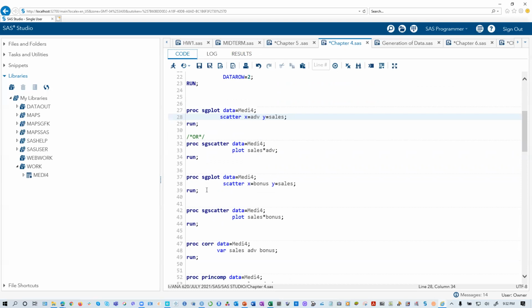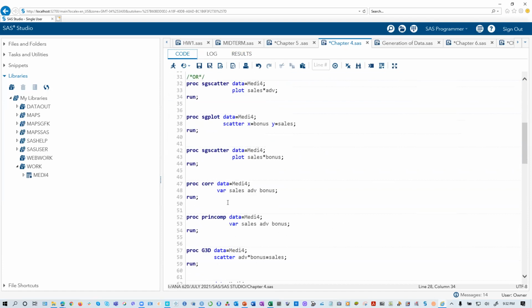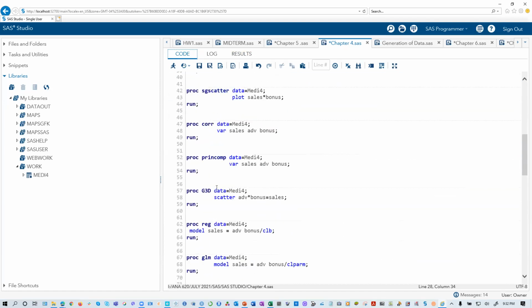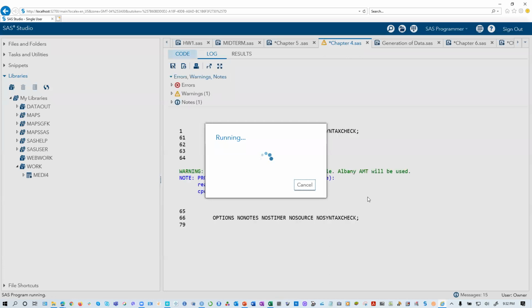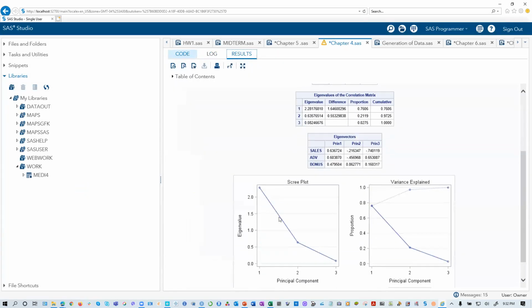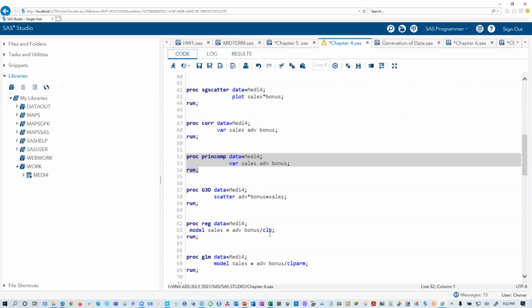Scatter plot, we did that, sales versus bonus. We did the correlation. Another way to get the correlation is using PRINCOMP. PRINCOMP means principal component analysis. We're going to do principal component analysis down the road, where you decide how many variables will be important, but that's not what I'm focusing on. I'm focusing on correlation. You get the correlation again, same thing that you got from the other code.